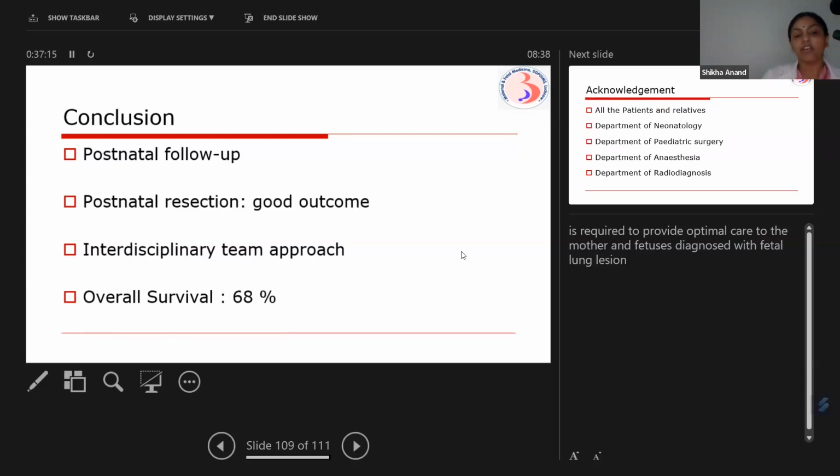And in our series, we had an overall survival of 68%. And when we exclude the patients who have terminated or who were lost to follow-up, then we have almost 90% of the babies who are alive and doing well.